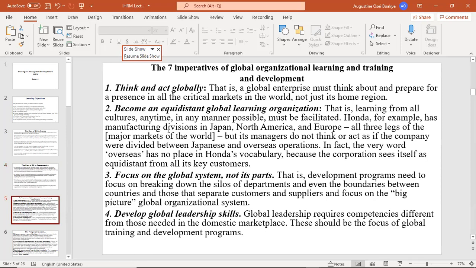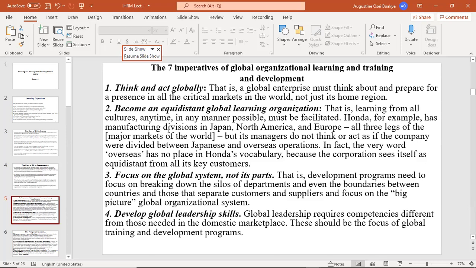It simply implies that any global enterprise must think about and prepare for a presence in all critical markets in the world, not just in its home country. So here we are just trying to say that in as much as multinational enterprises originate from the home country or the headquarters, where perhaps they might have a higher percentage of their market share coming from, it is important for them to also look at the bigger picture, the whole world as a global village.